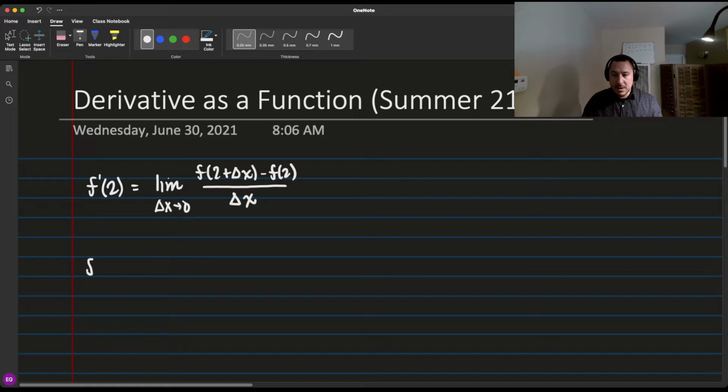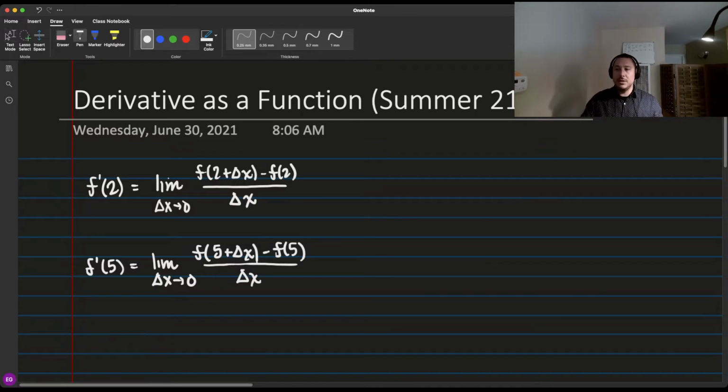Now, let's say you also want to know the slope of the tangent line at 5. That means you're going to have to calculate the limit as delta x goes to 0 of f of 5 plus delta x minus f of 5 all over delta x.